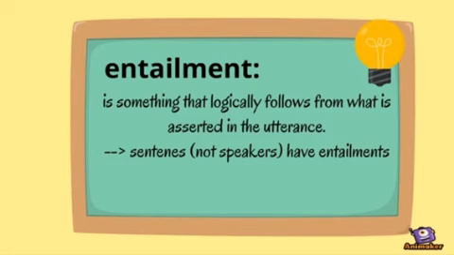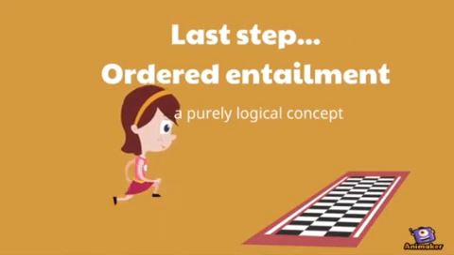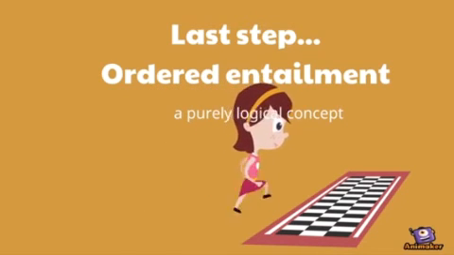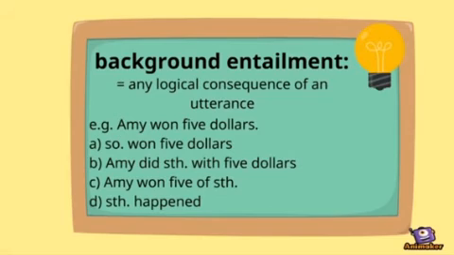One last step before we complete our tutorial. Background entailment is a purely logical concept. A background entailment is any logical consequence of an utterance. I have an example for you. Amy won $5. Any logical consequence would be that someone won $5. Amy did something with $5. Amy won 5 of something.